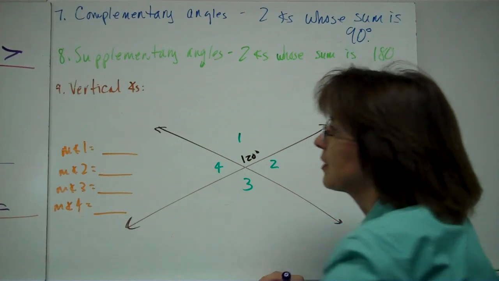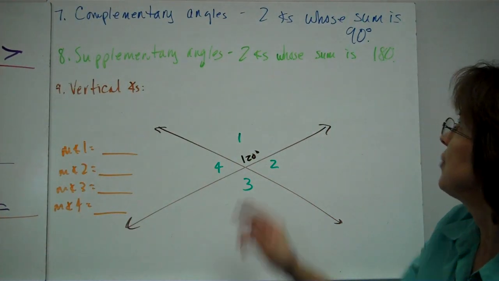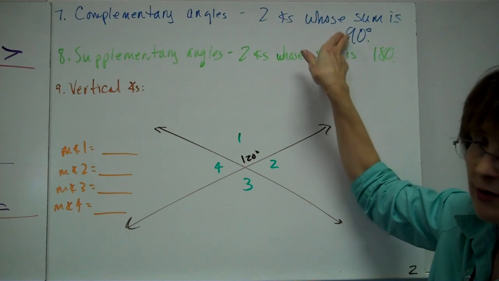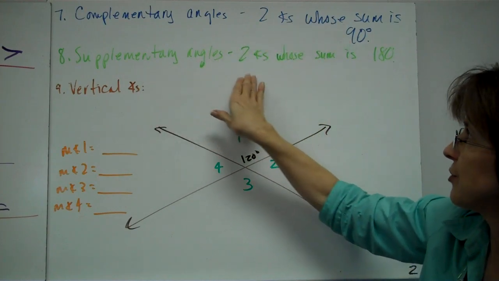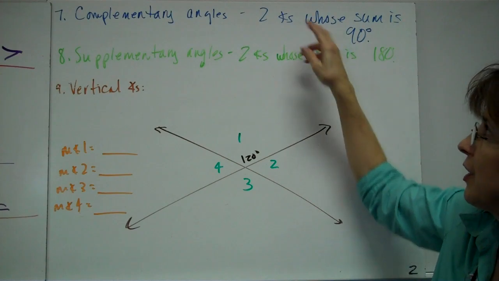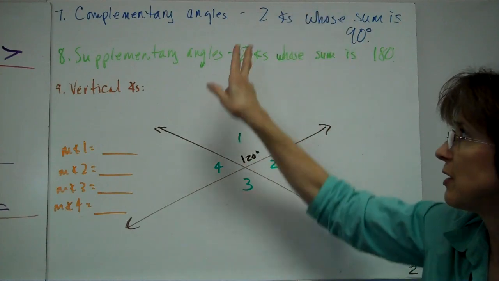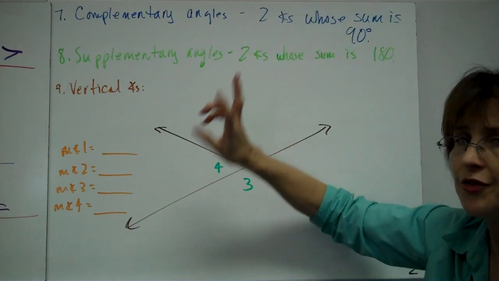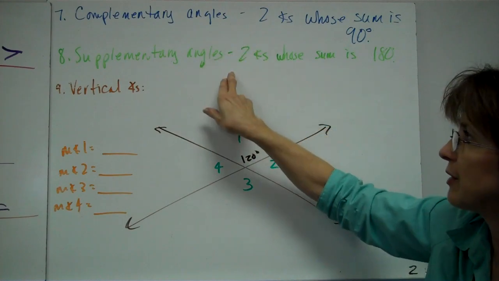Okay, so now we have complementary angles, or two angles whose sum is 90 degrees. Remember that supplementary angles are two angles whose sum is 180. Now notice it has to be two, it has to be a pair of angles, not 3, not 1, not 5, 2 angles. Each time it has to be only 2 angles.